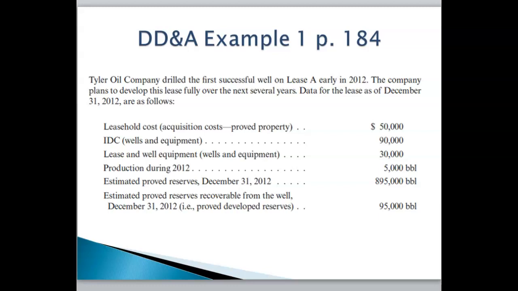We have our production for the year, 5,000 barrels. We have our estimated proved reserves at the end of the year, December 31st, of 895,000 barrels. This is going to be used for the leasehold DD&A. And we have our estimated proved reserves recoverable from the well. So those are going to be proved developed reserves of 95,000 barrels. This is going to be used for the IDC and the lease and well equipment.